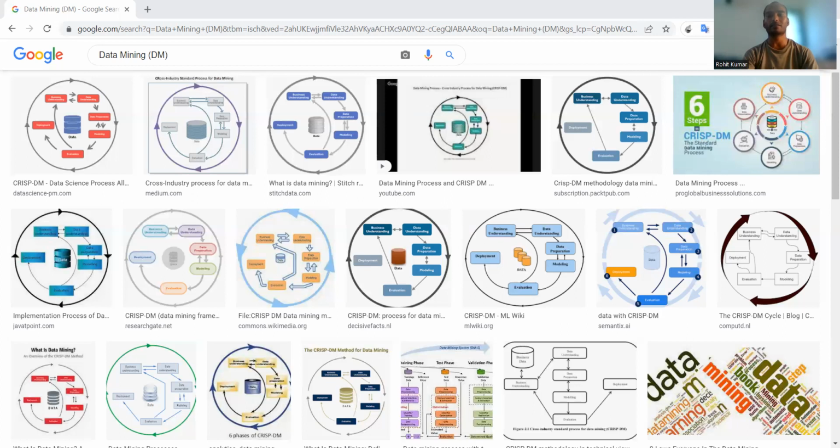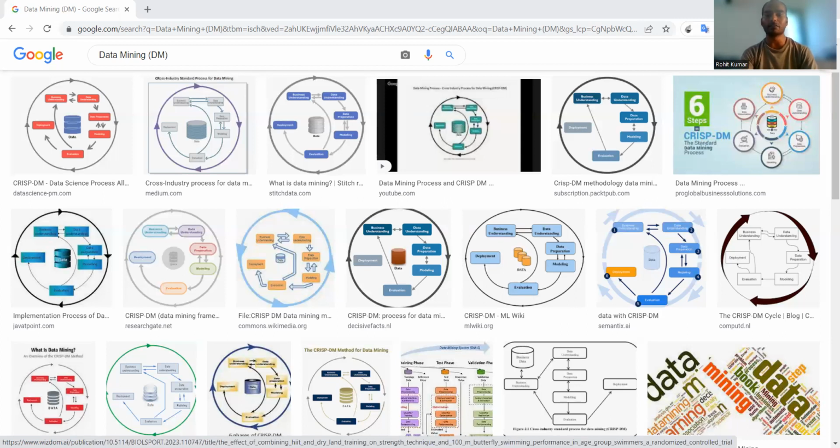Ultimately, for auto intelligence based mining, you need to set it up inside the memory of a particular robot or cyber physical system, or any sort of system on which you are trying to apply mining. Okay, then the dynamic acquisition method of users' implicit information demand based on association rule mining is accepted for the International Journal of Autonomous and Adaptive Communication Systems. Then Biology of Sport includes the effect of combining HIIT and strength training on strength, technique and 100-meter butterfly swimming performance in age group swimmers. It's a kind of randomized controlled trial.